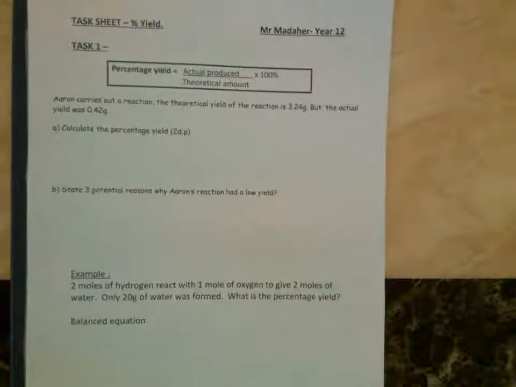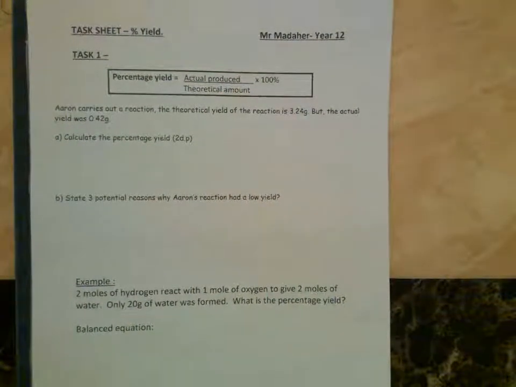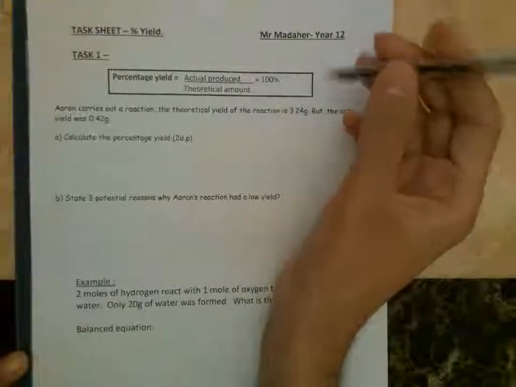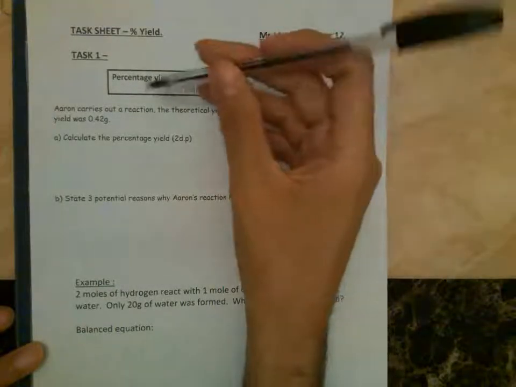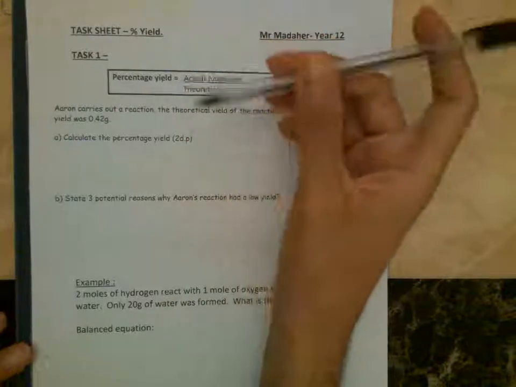Hello everybody. So this is a task sheet for percentage yield, and as you are probably familiar with from GCSE, percentage yield is a measure of how efficient a reaction is.